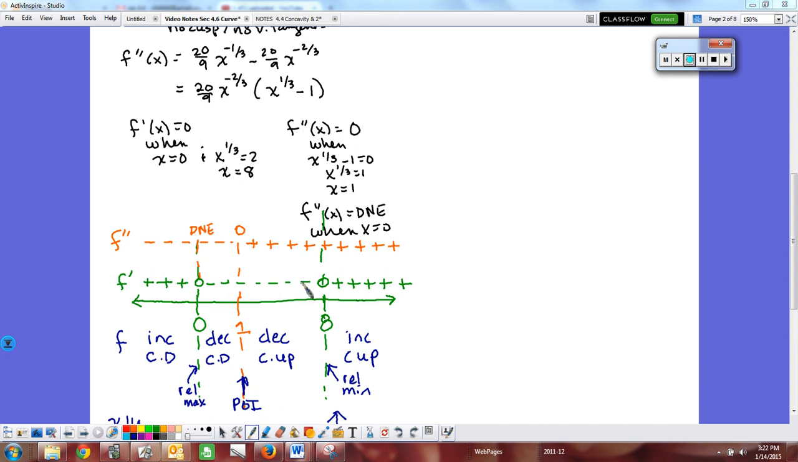And then we had a critical value at 8. And coming here, we had a negative and then positive on the first derivative, so it's a relative min there. And then I've switched to increasing and concave up at that point. So we have all of this information, and then you have to go sketch it.